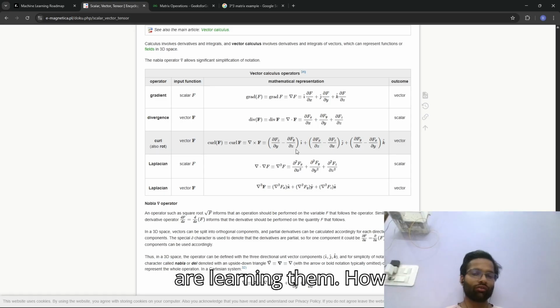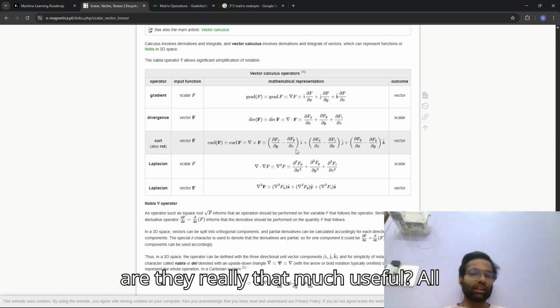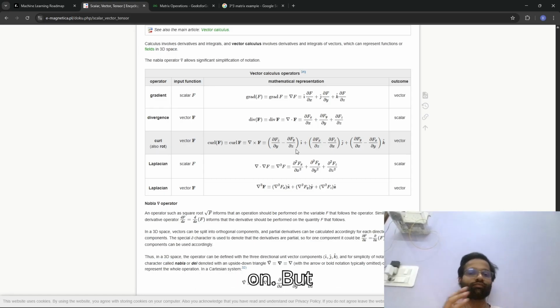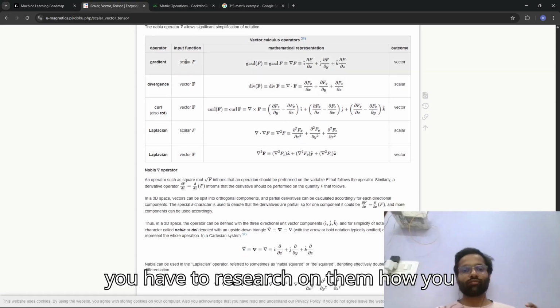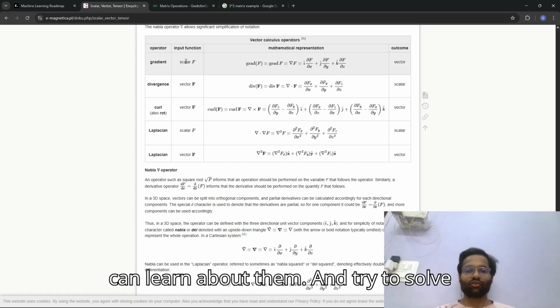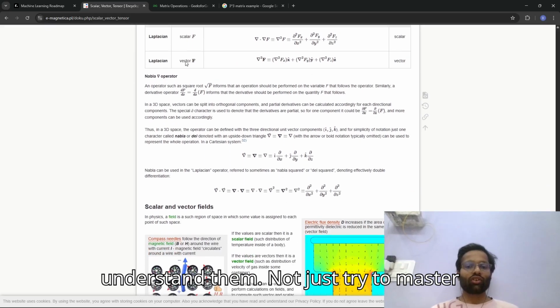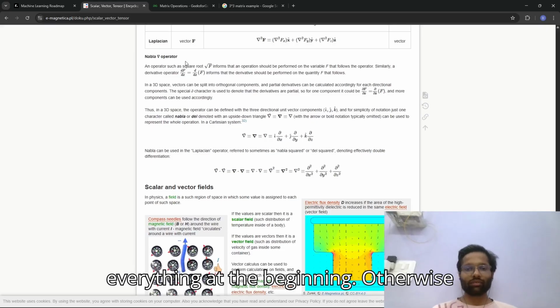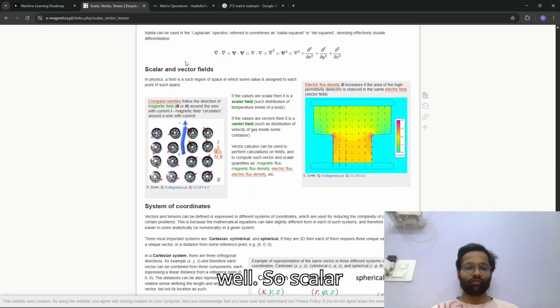How do they come in handy while dealing with complex machine learning algorithms, and are they really that useful? All these questions will be answered later on, but take them as a kind of homework. You have to research how you can learn about them, and try to solve just one or two questions, just enough to understand them, not try to master everything at the beginning. Otherwise, there will be a lot of questions as well.